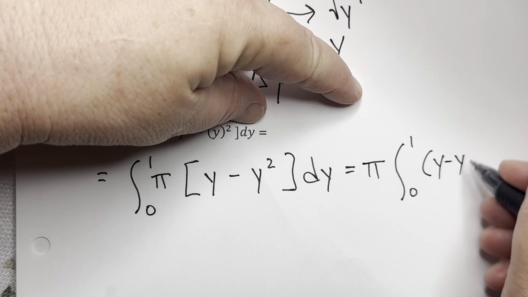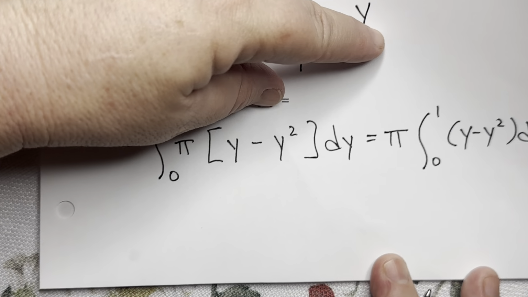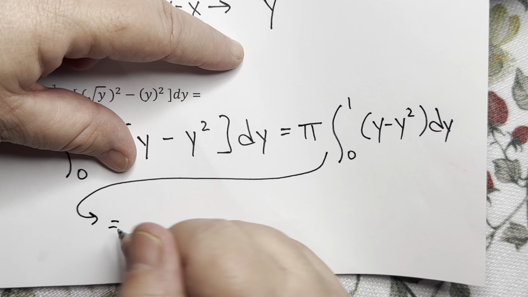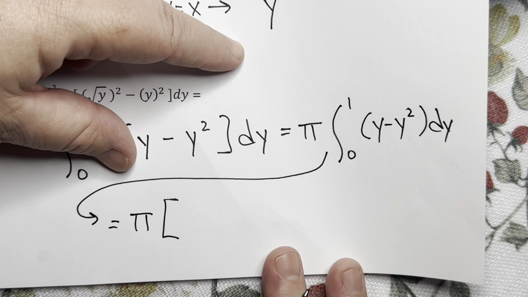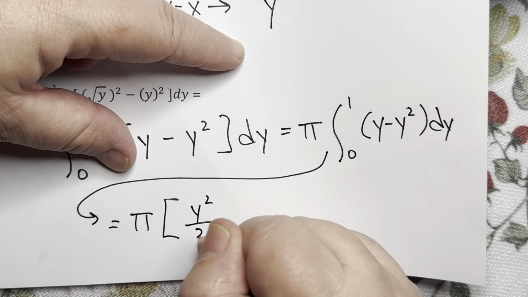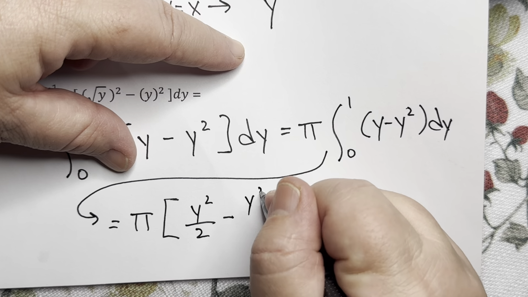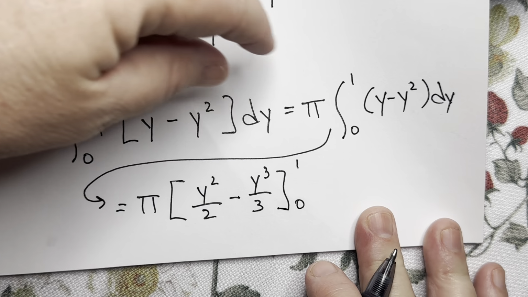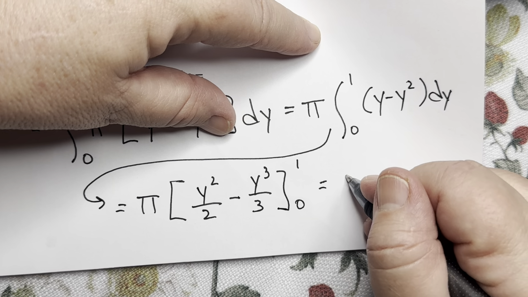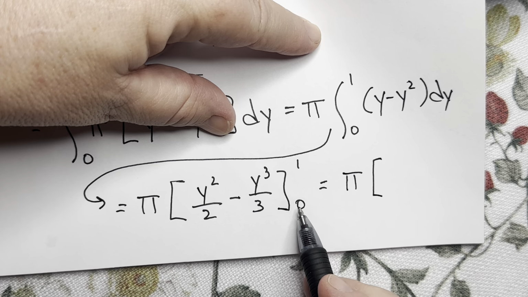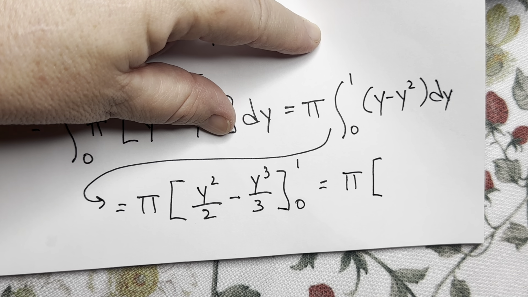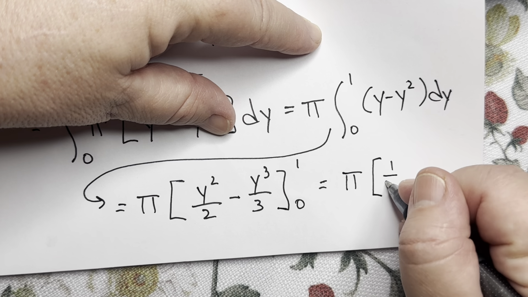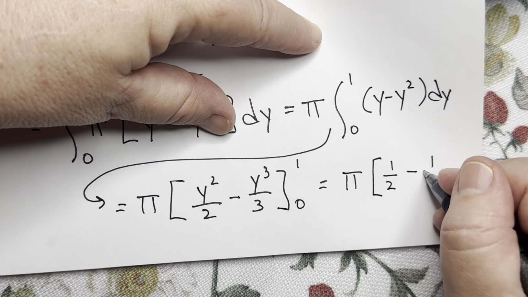And I've got y minus y squared dy. I'm going to use the power rules over here. So I get pi times the quantity y squared over 2 minus y cubed over 3, between 0 and 1. This is pi times... now when we put 0 through, we're just going to get a bunch of zeros, so I'm not going to worry about it. I'm just going to plug in the ones. 1 squared, 1/2, 1 cubed, 1/3.